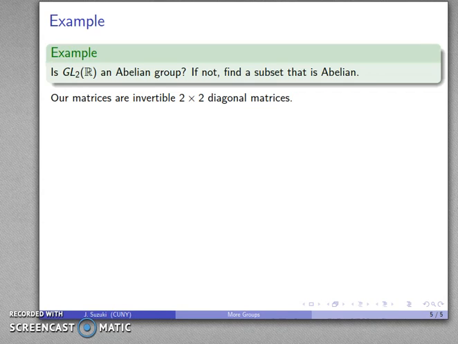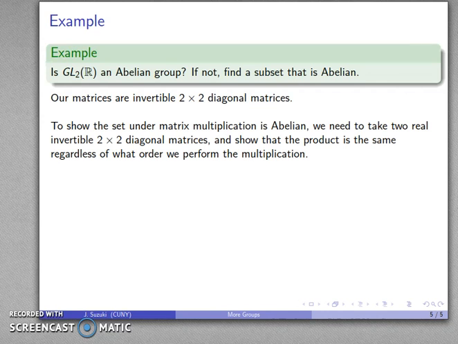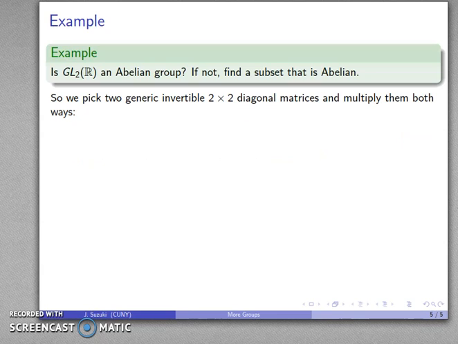So in this case, we're looking at invertible 2x2 diagonal matrices. So to show that this is an abelian group, we'll take two invertible 2x2 diagonal matrices and show that the product is the same regardless of the order that we perform the multiplication. Because we want to do this in general, we're going to take two generic invertible 2x2 matrices and multiply them in both ways. So here's a generic 2x2 diagonal matrix.